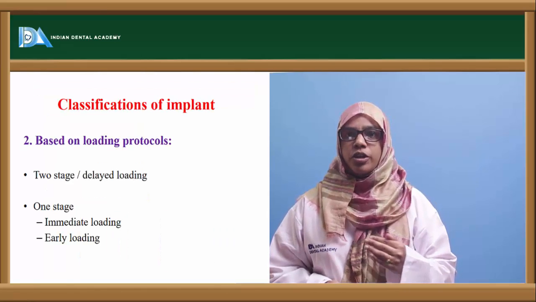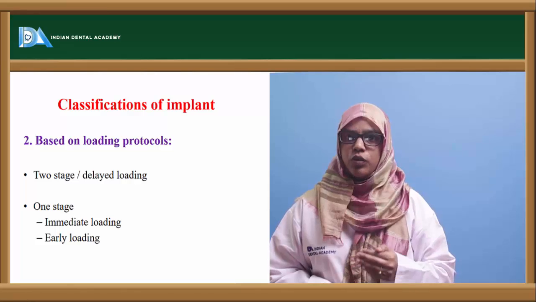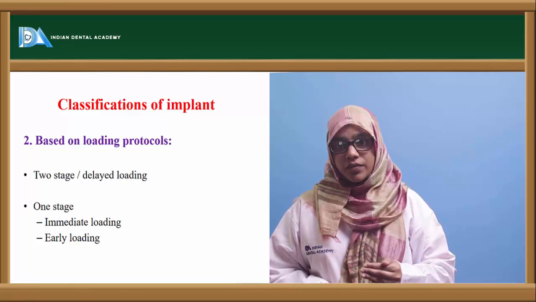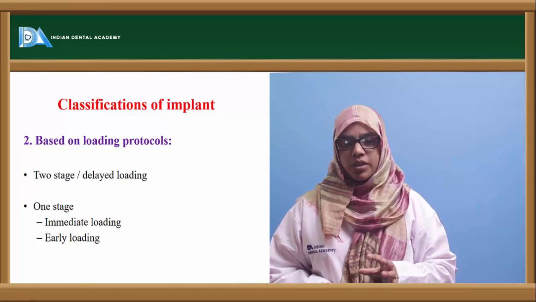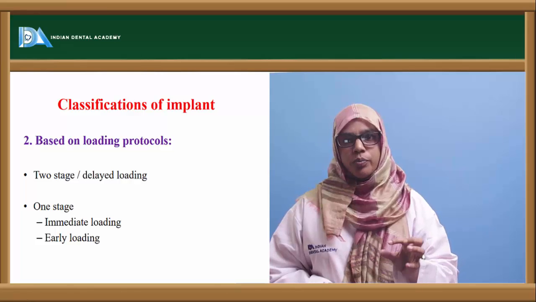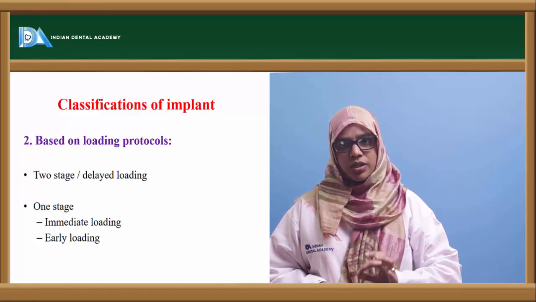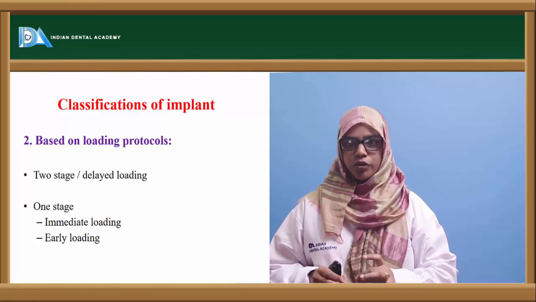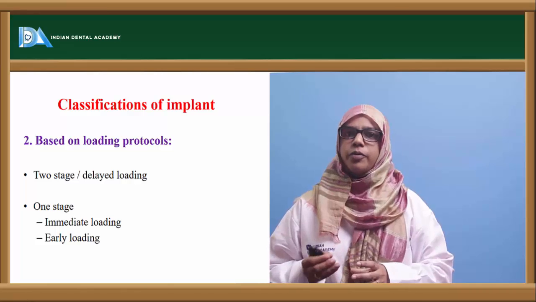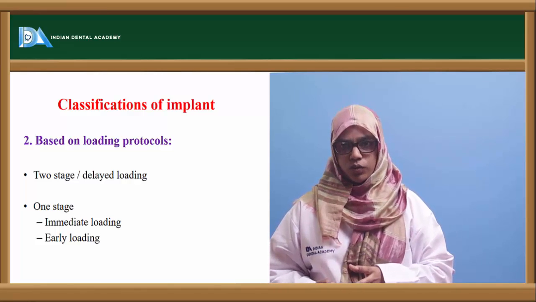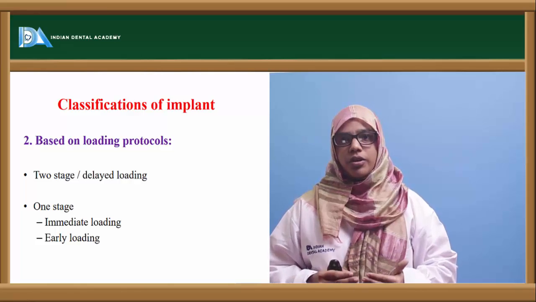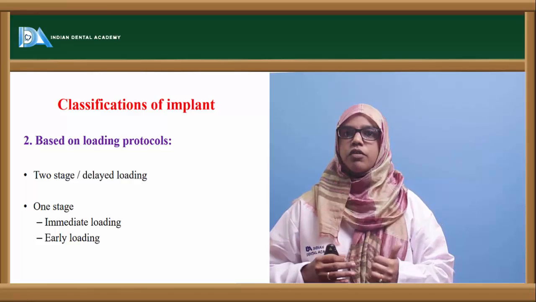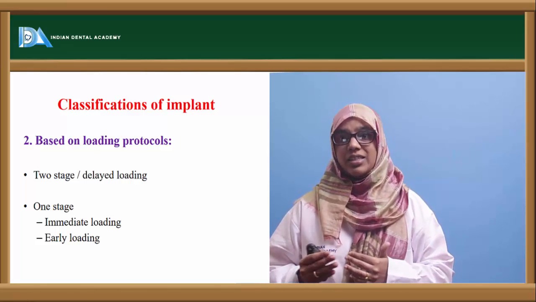Then based upon the loading protocol, implant can be classified into two stage, that is delayed loading, or single stage. Single stage is further classified into immediate loading and early loading. Immediate loading is that as soon as you place an implant, you give a prosthesis over it. That is, immediately you load the implant. Early loading is you place the implant and you give the prosthesis 48 to 72 hours after you have placed the implant. That is early loading.